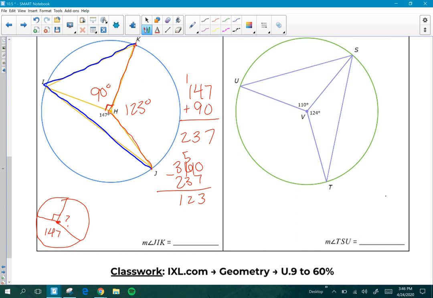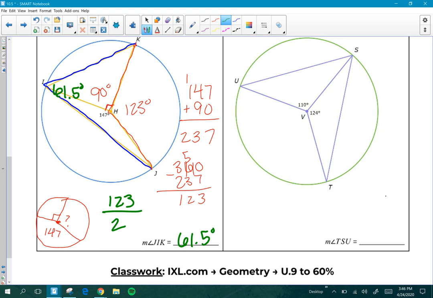To go backwards, to go to the inscribed angle, I have to do 123 divided by 2. And 123 divided by 2 is 61.5 degrees. So that's what this whole angle here equals, 61.5 degrees. So it involves a little bit of visioning only what you need to see, not everything. I don't know if that makes sense.